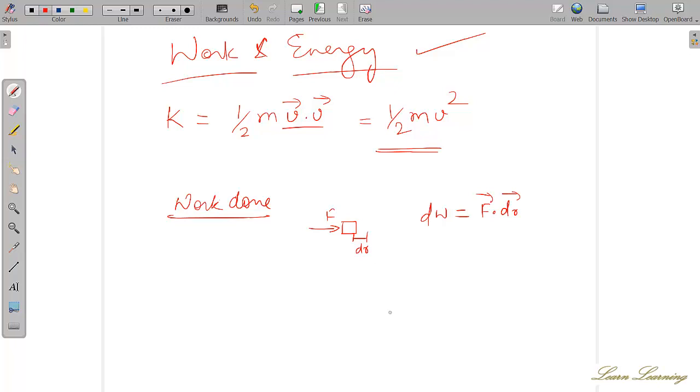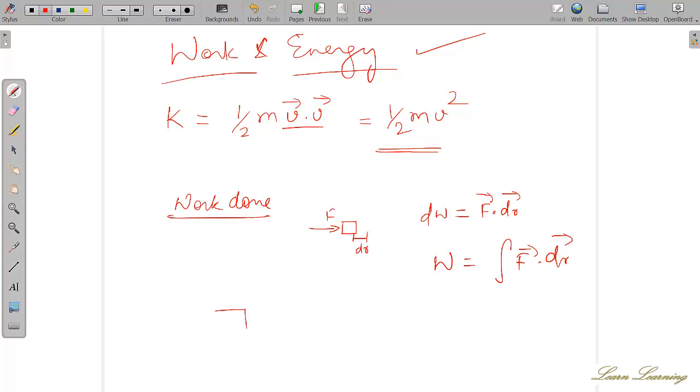So f dot dr means that if you just integrate it, you will get this. So total work done will be equal to the integration of f dot dr. The force vector and the displacement vector, the dot product of that will be the total work done. Basically, what does it mean?